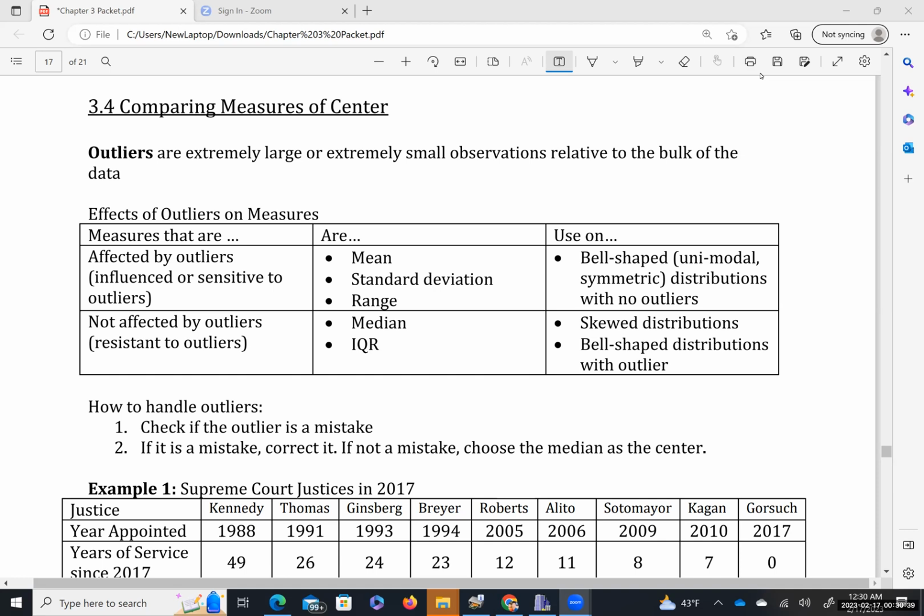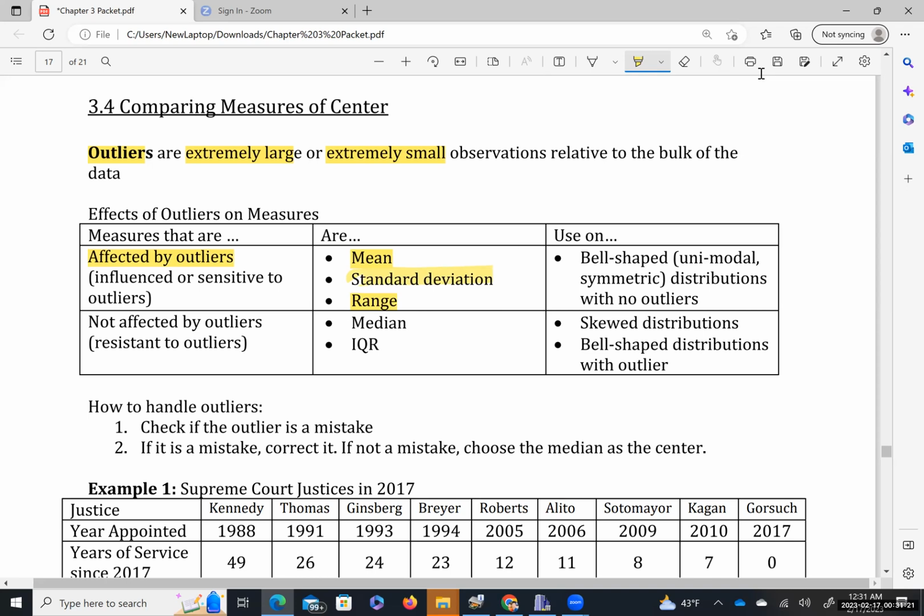3.4 comparing measures of center. So now in this section, we're going to talk about outliers, which are extremely large or extremely small observations relative to the bulk of the data. The effect of outliers on the measure: some measures are affected by outliers, which means they are influenced or sensitive to the outlier, something like the mean, standard deviation, or the range.